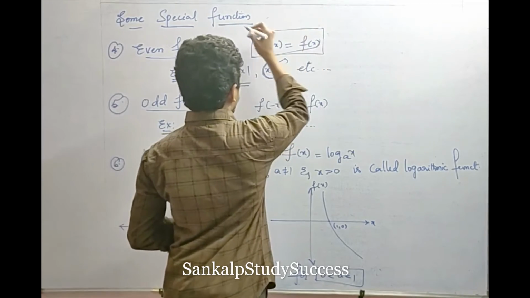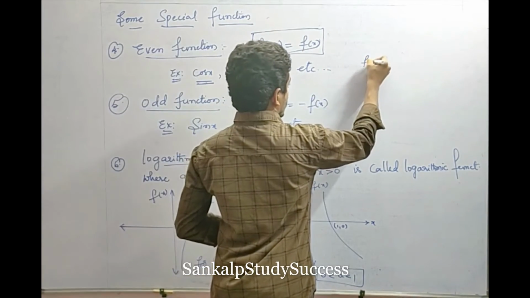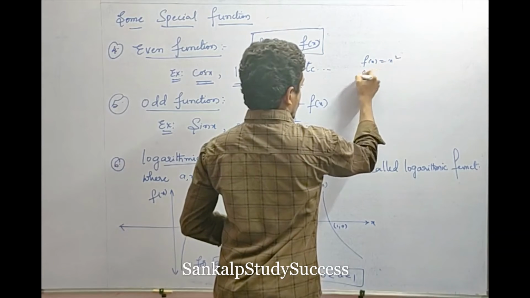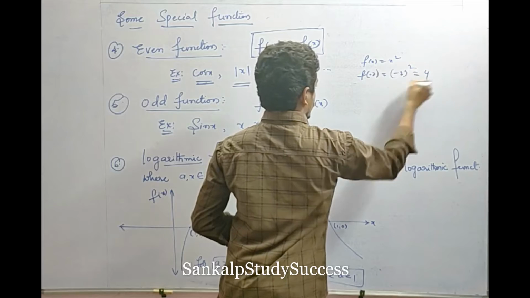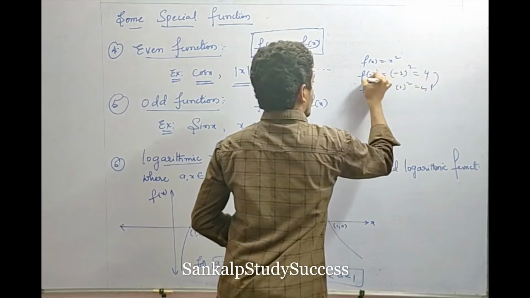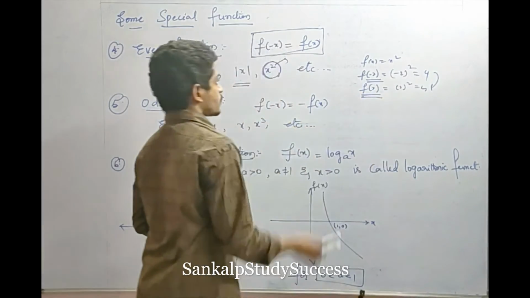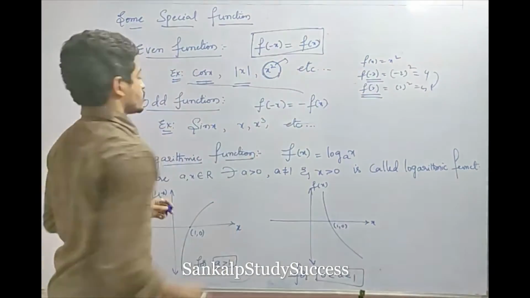For example, suppose we take x square. If f of x equal to x square, f of minus 2, what is the value? Minus 2 whole square, that is nothing but 4. What is f of 2? That is also nothing but 4, right? Both f of minus 2 and f of 2 are equal. That's why f of minus x and f of x are equal in this function. So these particular functions are called even functions.